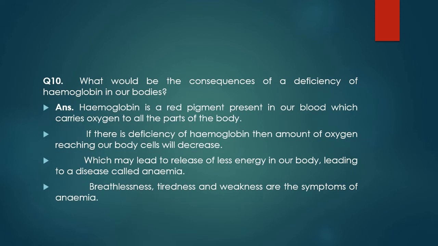Hemoglobin is a red pigment present in our blood which carries oxygen to all the parts of the body. If there is a deficiency of hemoglobin, then the amount of oxygen reaching our body cells will decrease, which may lead to release of less energy in our body and cause a disease, anemia. Breathing problems, tiredness, and weakness are symptoms of anemia. So these are the problems we can face.